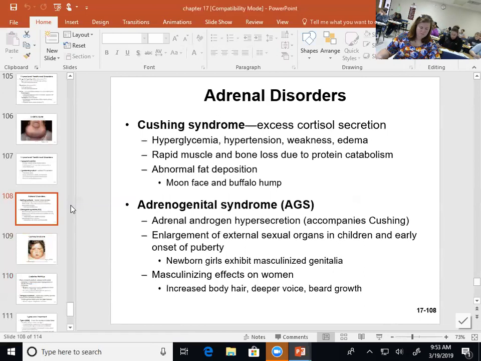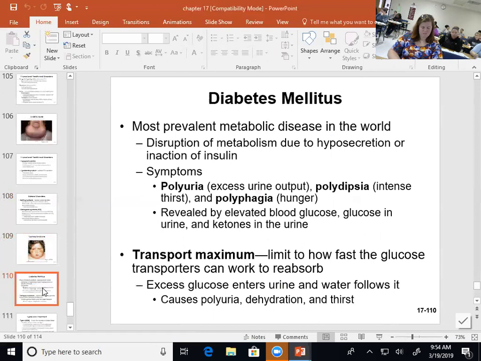Okay, now, does AGS affect men too? No, well, nothing that we know, because they have so much testosterone anyway, right? Yeah, no, so we don't typically, I've never heard of it.